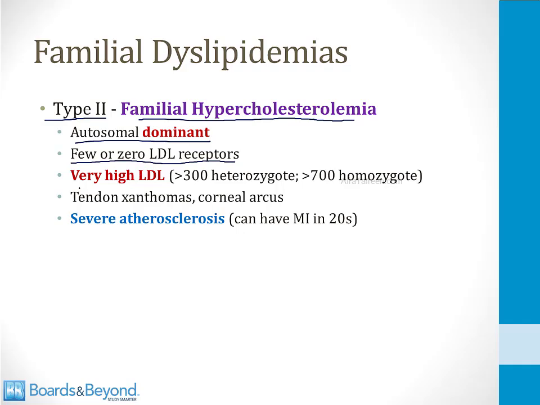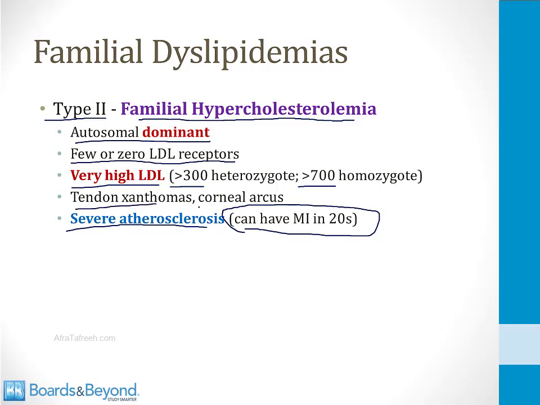This means their LDL will get very high. It can be over 300 if they are heterozygous for the gene mutation for this condition. It can be over 700, which is very, very high if they are homozygous. The main problem that's going to happen when the LDL is this high is severe atherosclerosis, and people with this dyslipidemia can have heart attacks in their 20s, which is very, very young. They also sometimes develop tendon xanthomas and also corneal arcus on fundoscopic exam.